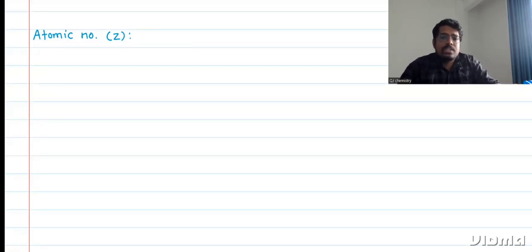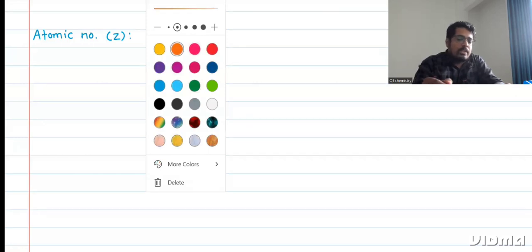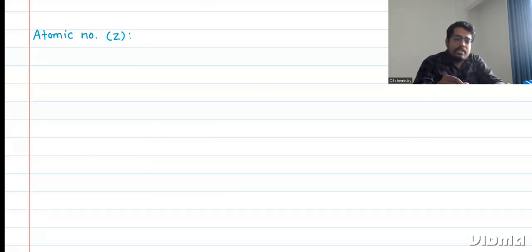Hello everyone. So today's session we will be discussing isotopes, isobars, isoelectronic species, isotones, isodiaphers, and isosters. To understand these terminologies, let us first understand atomic number and atomic mass number. Let us begin with the atomic number. Atomic number is denoted by capital letter Z.